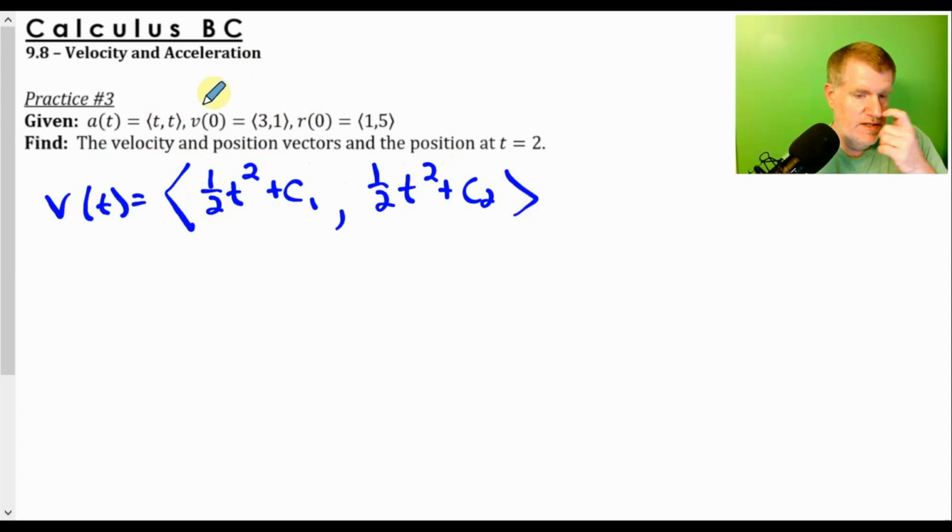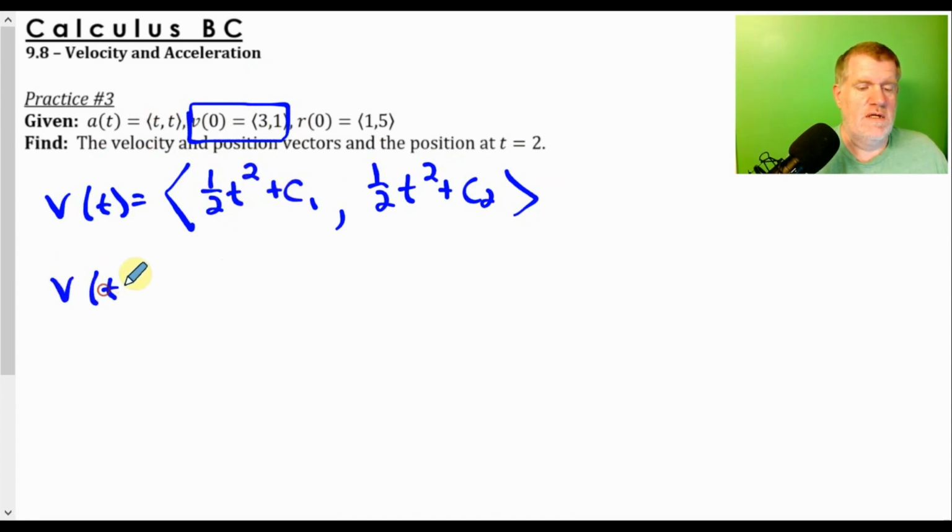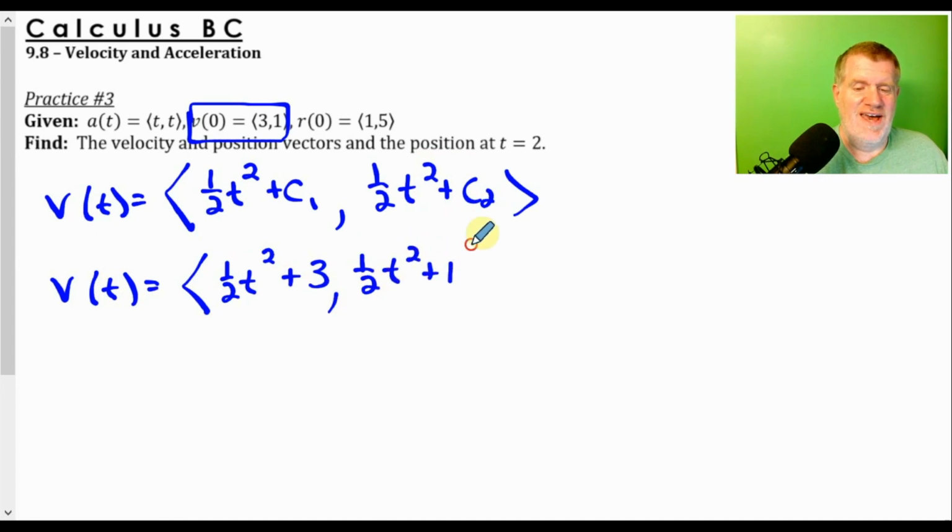Again, luckily, they give us v of 0. So at time 0, this should be at 3. So very conveniently, thank you, book. I got these right from the book. That's 3. Same thing here. When t is 0, the position should be 1. Makes that constant equal to 1. Excellent. Okay. So there's our velocity vector.